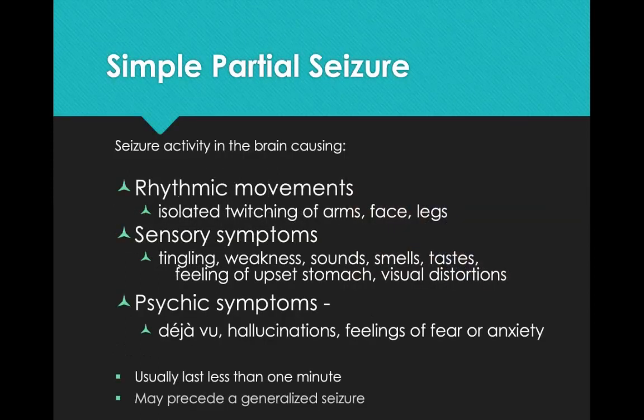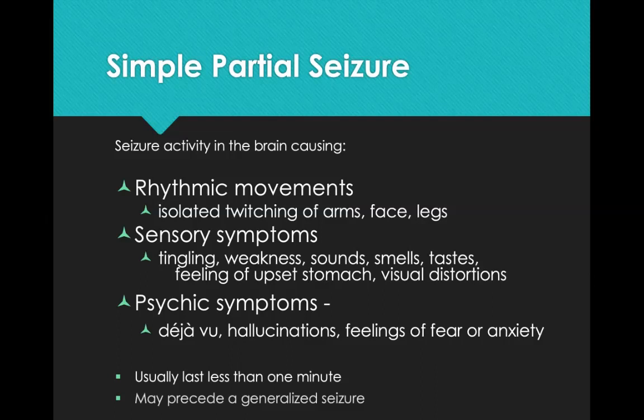There are two different versions. We have the simple partial seizure, in which it's causing things like rhythmic movements, the twitching of the arms, the face, the legs. You just see that twitching starting to occur. They can experience things like tingling, weakness, maybe sounds and smells or tastes, maybe upset stomachs or visual distortions that could be happening as well.